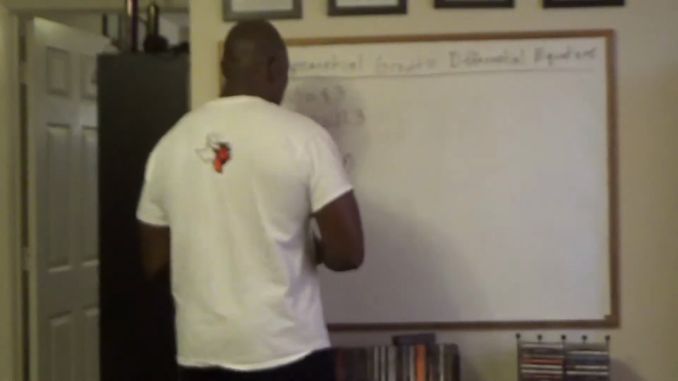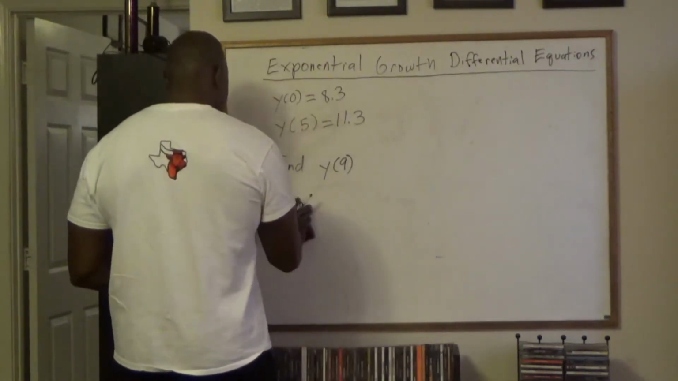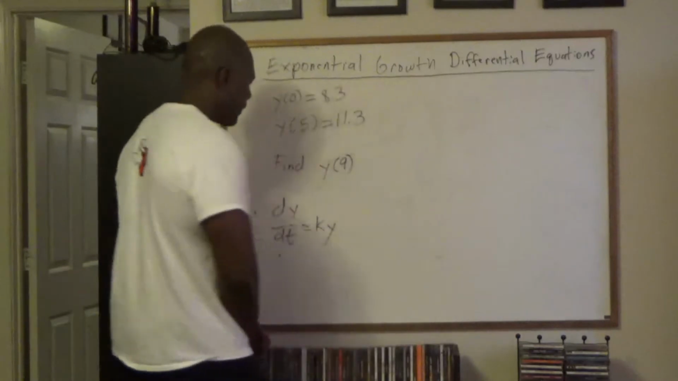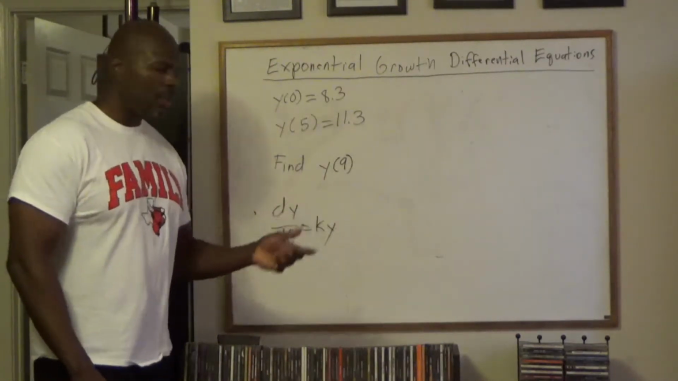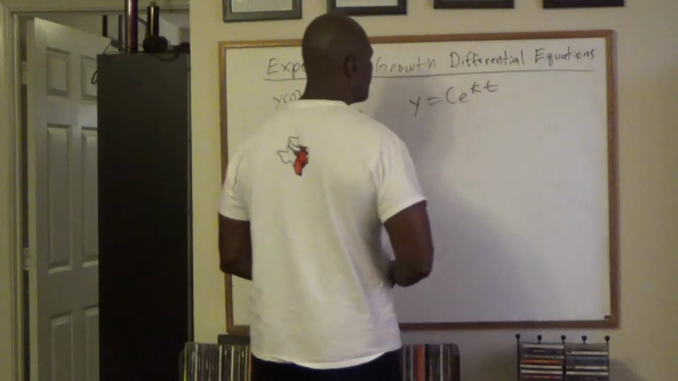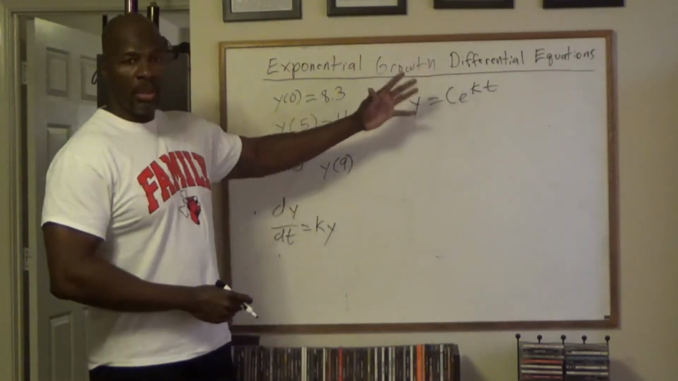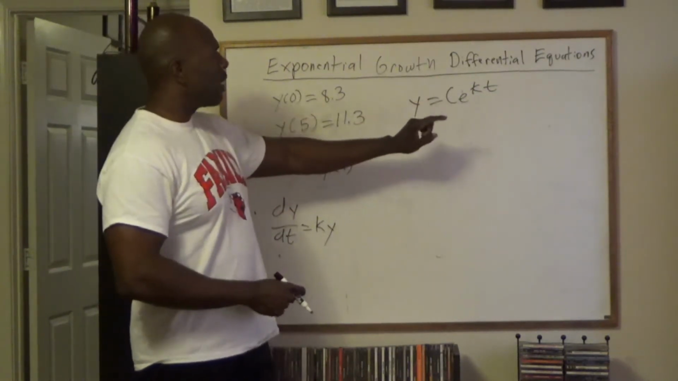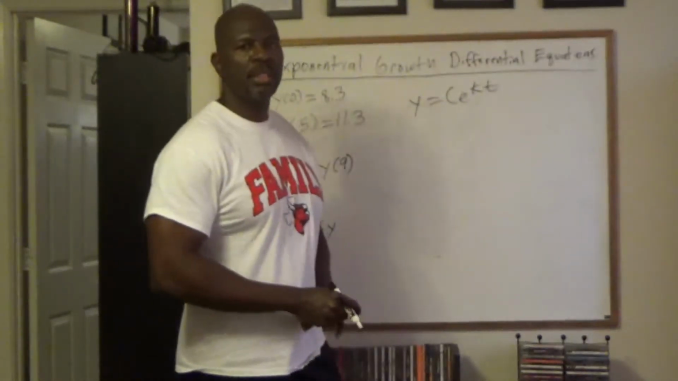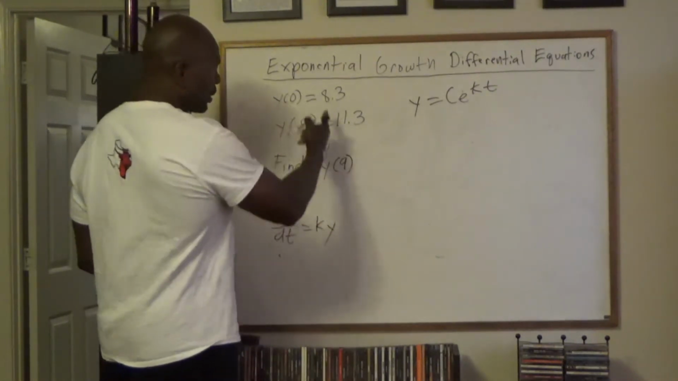So the population is increasing due to the laws of exponential growth. That means the growth of the population can be modeled by dy/dt = ky. If this is the model, the solution of this model is y = Ce^(kt). Now I want to solve for y(9), so I want to plug in 9 for t and solve the equation. In order to do so, I need to know the values of C and k. C is the initial condition, the value of the population when t is 0. That is given to us: y of 0 is 8.3, so C is 8.3.